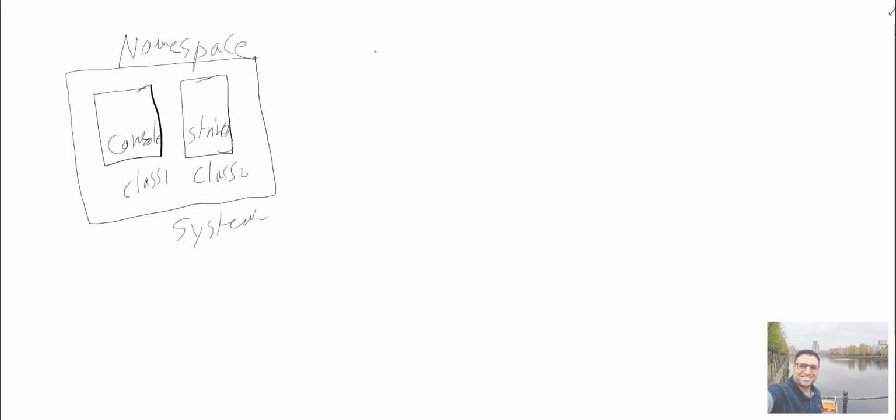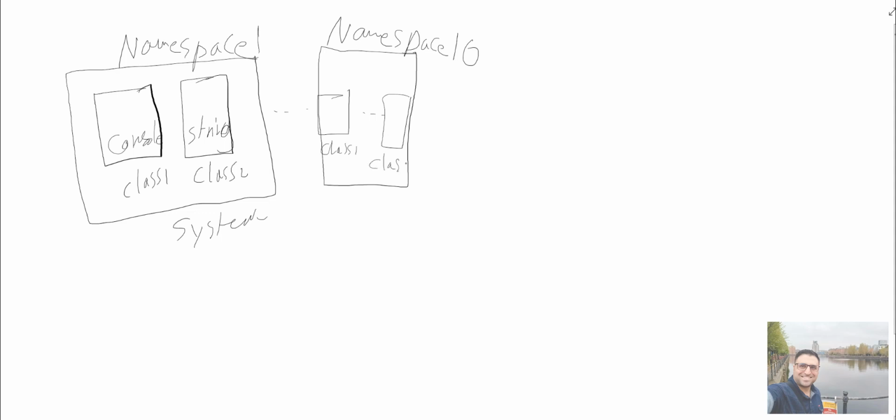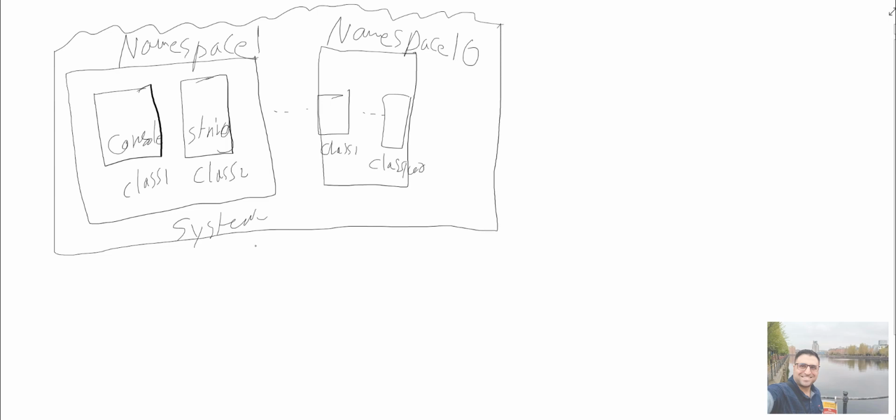Okay. And if I have another namespace, namespace 10, for example, and this namespace has from class 1 to class 100. So the combination of all these namespaces forms what is called the assembly or the library. I'm just going to use them interchangeably so you don't get confused. Assembly is the library, okay?